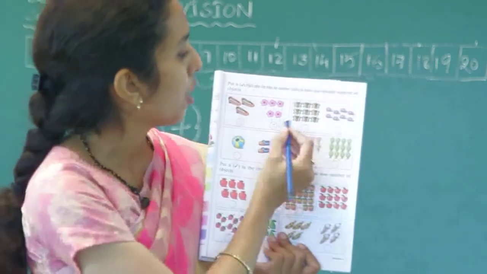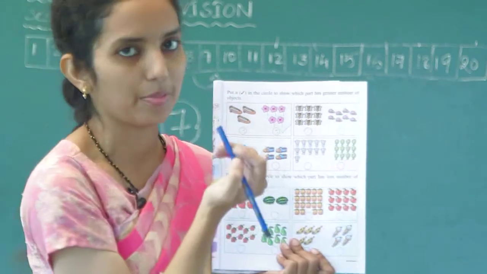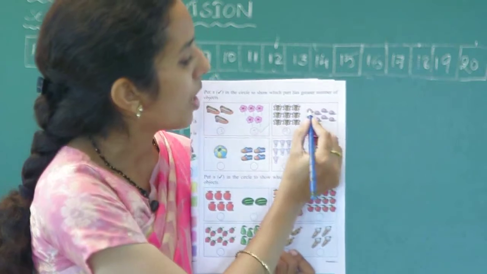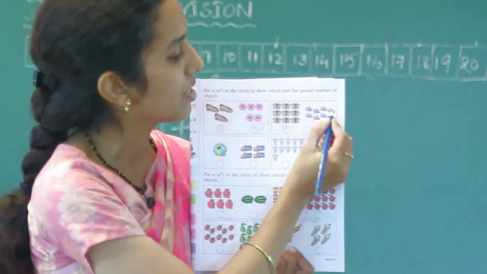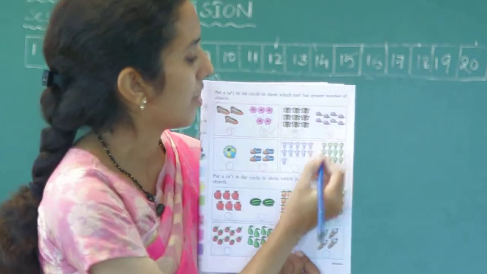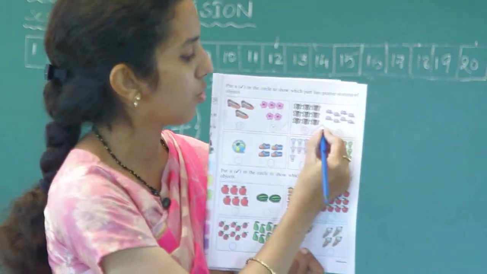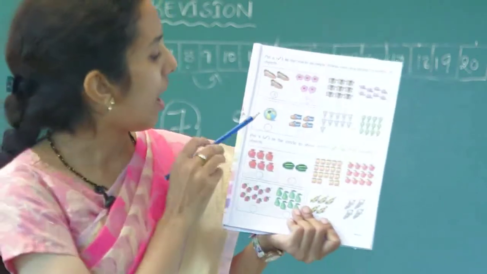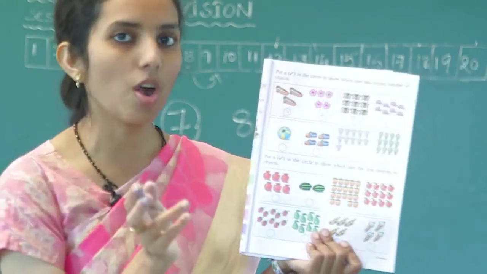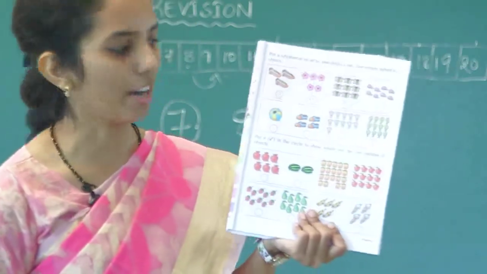Okay. Next, butterflies. 1, 2, 3, 4, 5, 6, 7, 8, 9. Write 9 here. Caps: 1, 2, 3, 4, 5, 6, 7, 8. 8 caps. Write 8 here. Which number is bigger? 9 is bigger. So put a tick. The ball and the shoe, socks and the balloons, I want you to count it. Write the number in the circle and tick the bigger number.